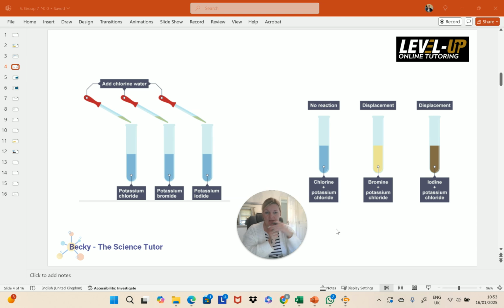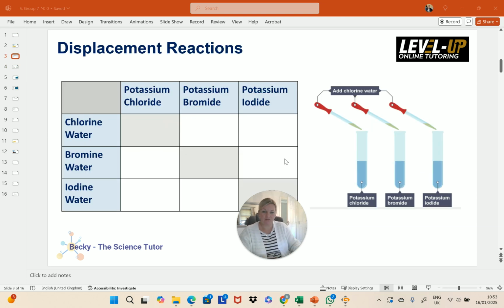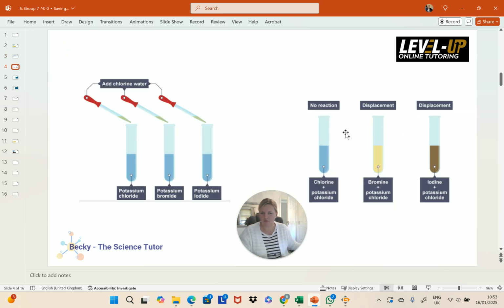And the same has happened with the potassium iodide. When we've added the chlorine water in, there has been a reaction because we've got that colour change. And we've now got potassium chloride, and iodine is now on its own. It's been displaced. Okay, so if we pop back to our table, we can say potassium chloride, when it reacts with chlorine water, does nothing. Potassium bromide does react, and the potassium iodide does react.